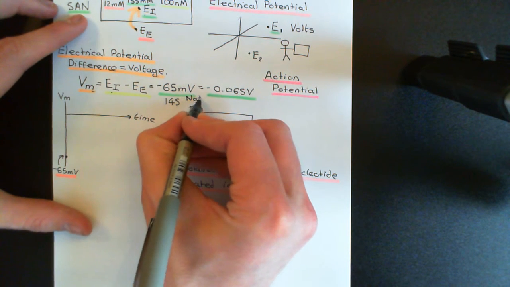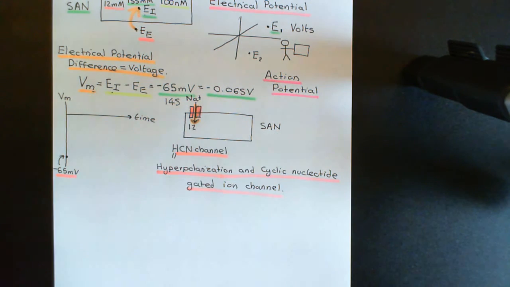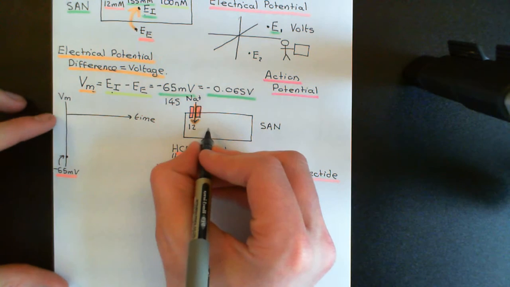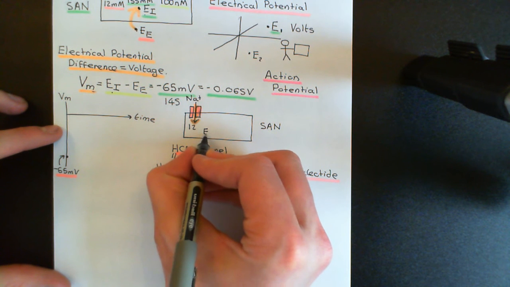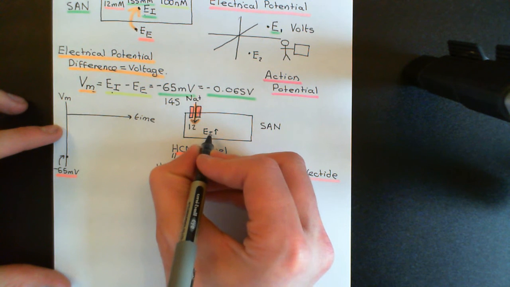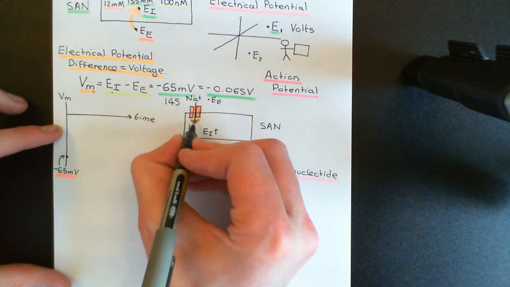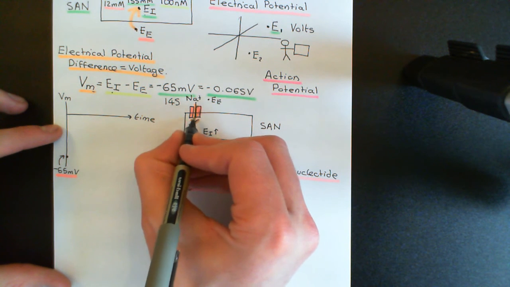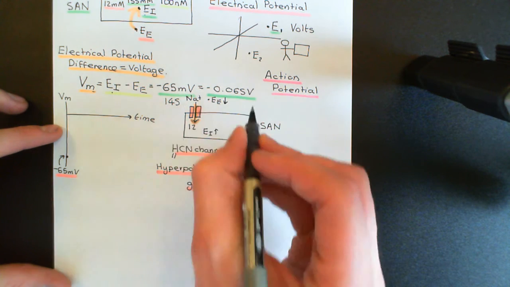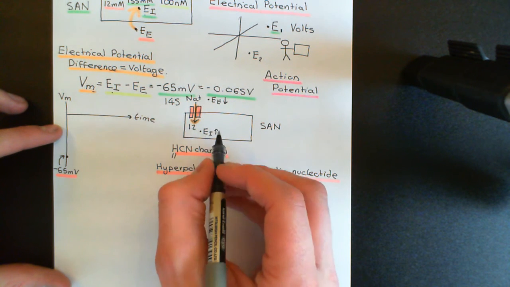So indeed, when you open these HCN channels, you are going to get a net movement of sodium ions into the cell. Okay, now sodium ions are positively charged ions. Where they go, they raise the electrical potential. So now what's going to happen to the intracellular electrical potential? We're bringing sodium ions into the sinoatrial node cell. That means the electrical potential intracellular is going to go up. What's going to happen meanwhile to the extracellular electrical potential? We are taking positive charge away from the extracellular compartment, so that means the electrical potential extracellularly is going to go down. So what's that going to do to the electrical potential difference across the cell membrane?